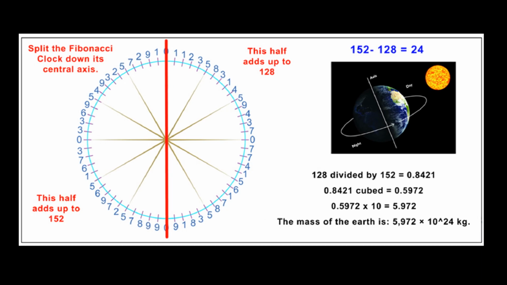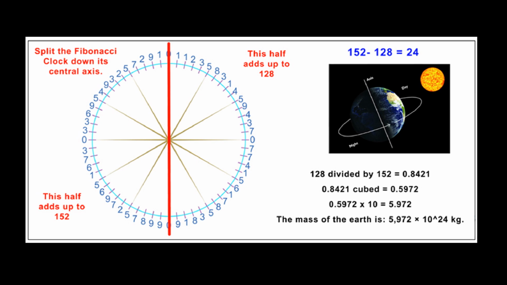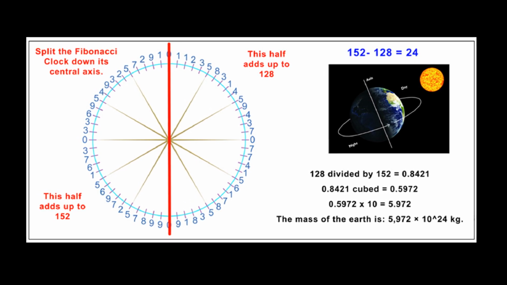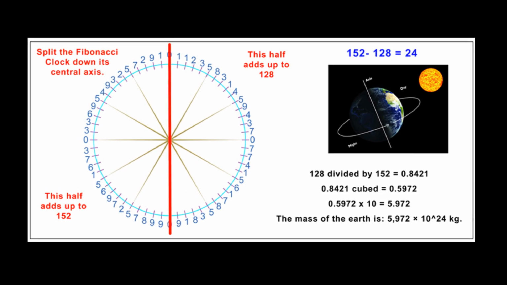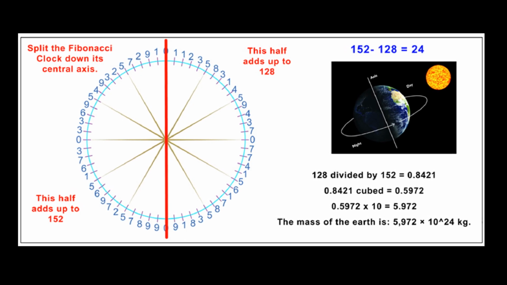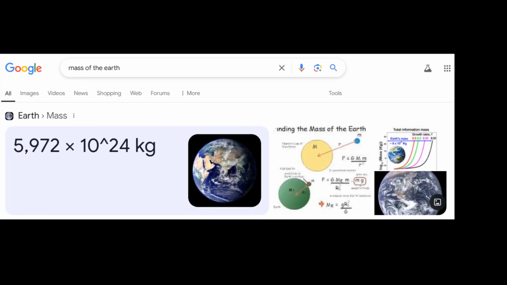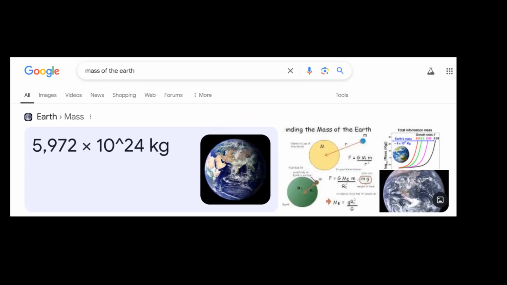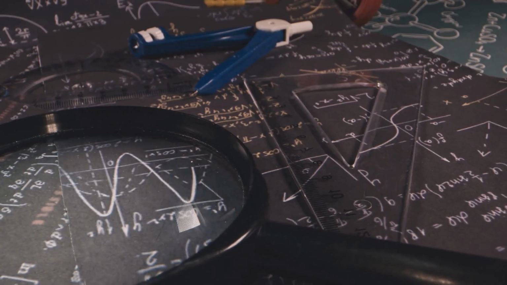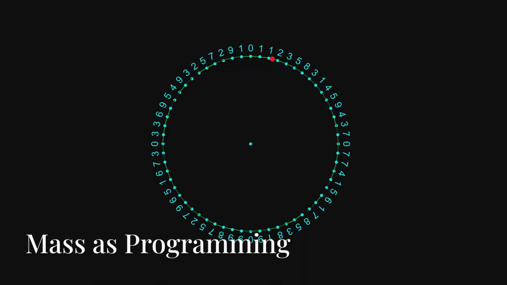Remember part 3 of this series. In that video we saw that if we split the Fibonacci 60-digit clock down its central axis and divided the two halves with each other and then cubed the result, it somehow magically generated the number 0.5972. And the mass of the Earth just happens to be 5.972 times 10 to the power 24 kilograms. The mathematical probability of this being random is astronomical.